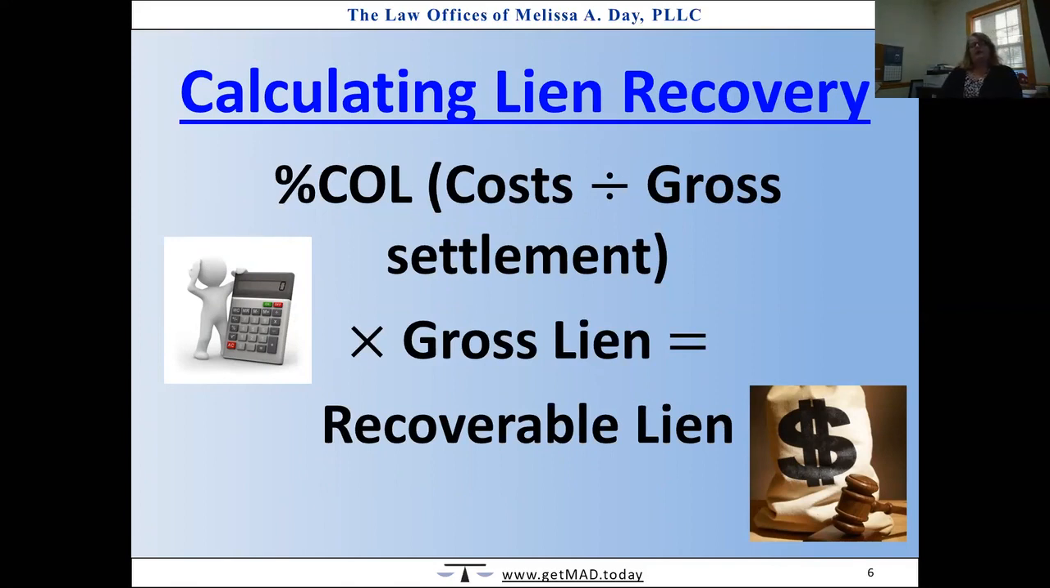Okay, so the first thing we need to do in our process here for determining what amount you might be willing to contribute to a Section 32 as part of the settlement of a third-party action is to calculate your lien recovery. And your lien recovery is not as simple as just totaling up the payments that you've made for both medical and indemnity. You have to reduce your lien by the costs incurred in effectuating that recovery. In other words, you have to contribute to the attorney's fees that the claimant will have to pay as a result of obtaining a recovery on that third-party action. So your lien recovery will be the percent cost of litigation, which is a comparison of the costs incurred in obtaining the recovery versus the gross amount of the settlement, multiplied by your gross lien. And that will lead to your recoverable lien.